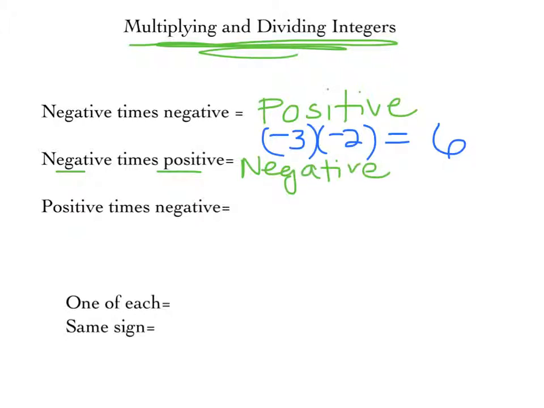All right, an example of that is negative 3 times positive 2. I know 3 times 2 is 6, and I have one of each, so it's negative. And again, this is only for timesing and dividing.